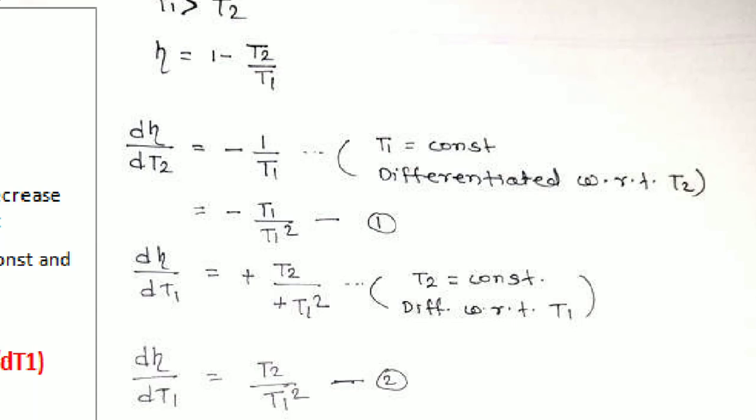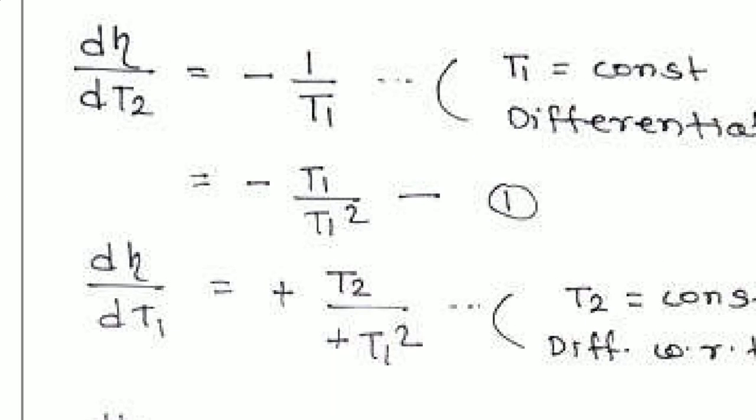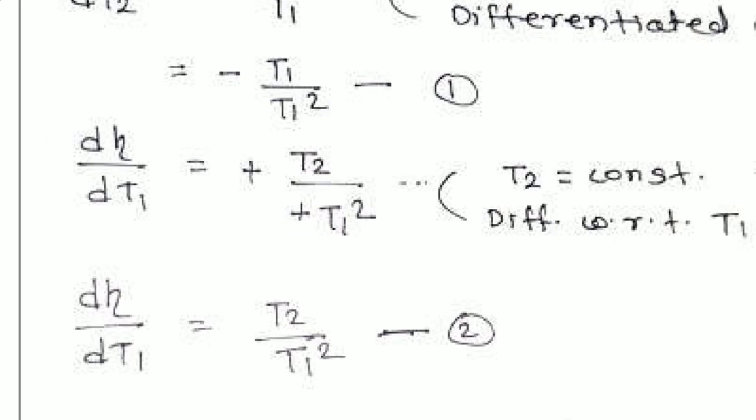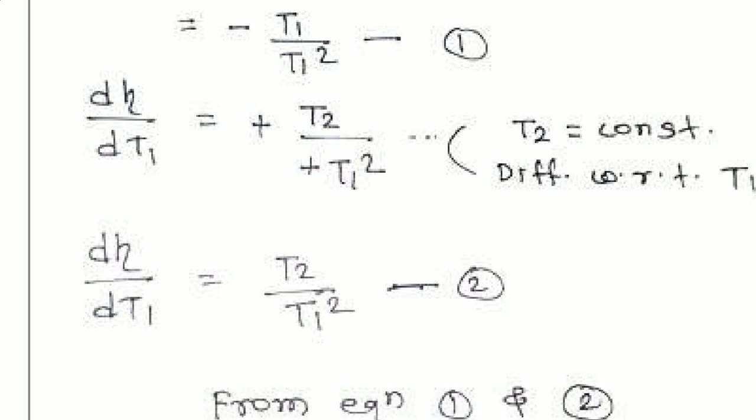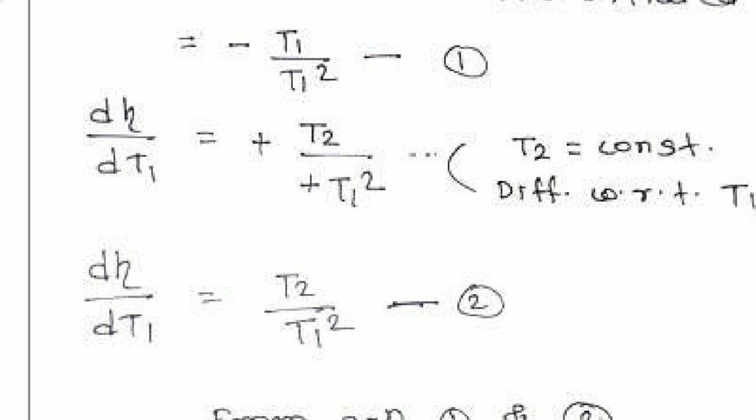Now for simplification, multiply this equation by T1 and divide it by T1. So finally we get equation 1 as minus T1 upon T1 square. This is equation 1, in which efficiency is differentiated with respect to T2. Now in case 2, differentiate the efficiency equation with respect to T1 by keeping T2 constant. So we get T2 upon T1 square. So the second equation is T2 upon T1 square, and equation 1 is minus T1 upon T1 square.